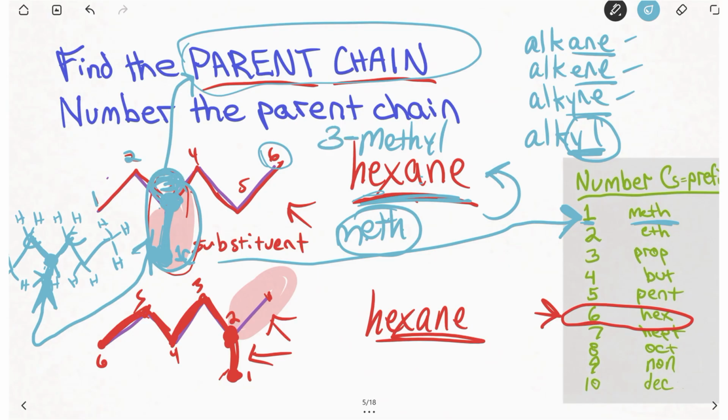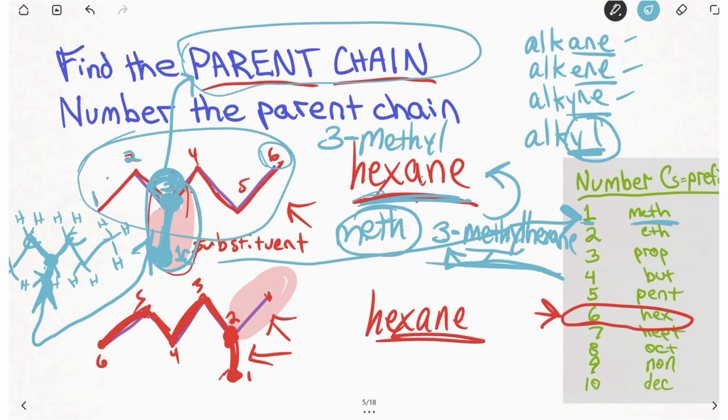When you're writing that, you want to separate the numbers from the letters with a hyphen. So you go 3, hyphen, and then the methyl. The methyl goes in front because that's the substituent, and that lets us know that the methyl group attaches at the third carbon on the main parent chain. So we have the 3-methyl, and then we just add the rest of the word, hexane, to this new prefix. So 3-methylhexane is going to be the name of this molecule right here.